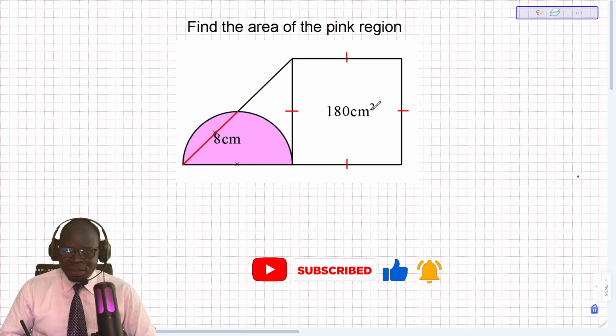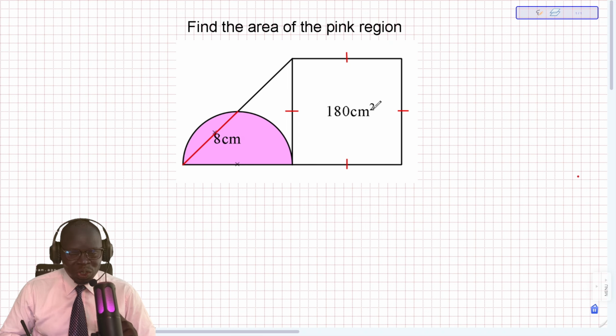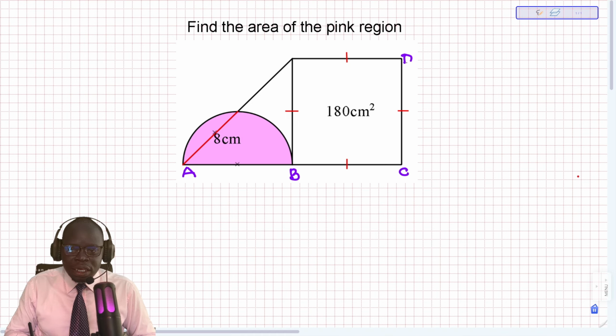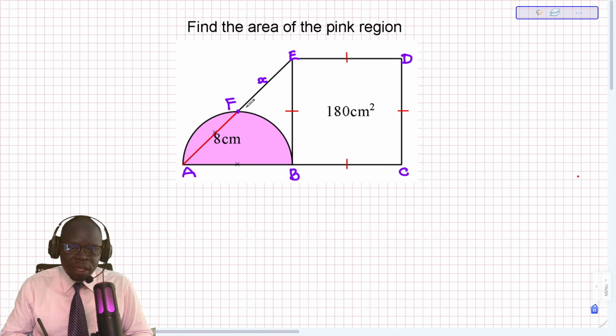Now with all this said, let us move on and start analyzing our question. So here we can start by labeling this part. We can say this is A and here is B. Then we move to C, D, E, and let's say F. The next thing we can do is to find this distance from F up to E. We can call it X. Now if this is X, since we know from A to F is 8 centimeters, meaning from A to E would be 8 plus X.